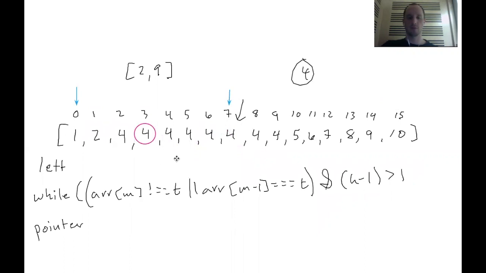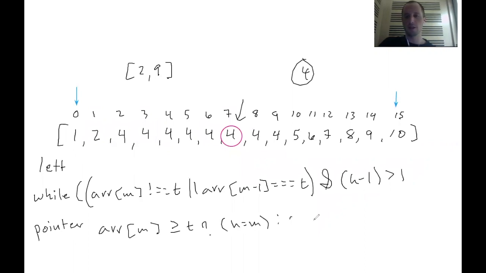Okay, great. So what does that look like? Well, we're just going to check the current position. If it's greater than or equal to the target, we'll do a ternary, and we'll just say that the high is equal to the midpoint. Otherwise, our low is equal to the midpoint.